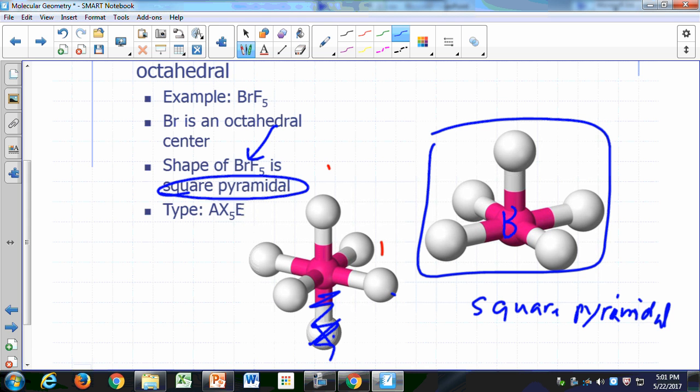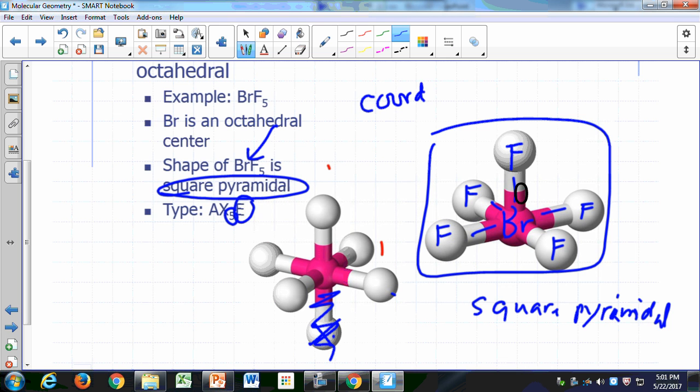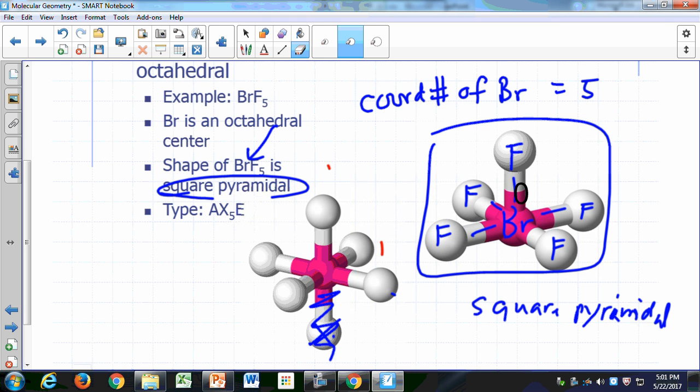So your bromine would be right here in the center. You'll have fluorine on each of these corners right there. So that's BrF5. This is a type AX5E. There's a coordination number of 5. There's 5 fluorines attached to the bromine, so the bromine has a coordination number of 5, and you have 1 lone pair. So this is type AX5E.